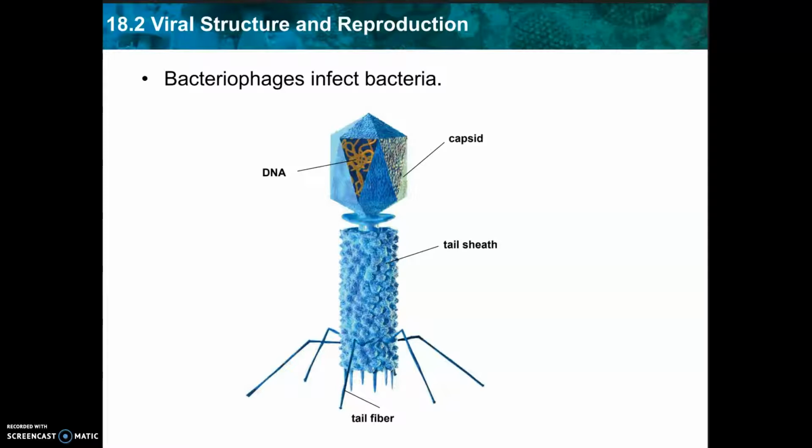We have the DNA inside. That was referred to above as the nucleic acids. Remember, nucleic acids are the monomers of DNA. The DNA is protected by a capsid. Much like a head, it protects the DNA. Below the capsid is the tail sheath. And below the tail sheath are the tail fibers.